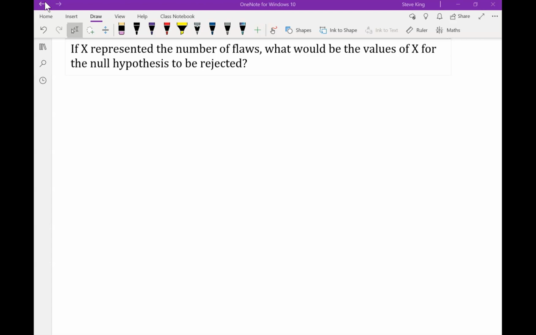Right, if x represents the number of flaws, what would be the value of x for the null hypothesis to be rejected? So in other words, we want to figure out where our critical values are. So remember, we've got our normal distribution. We said that our mean in the middle was at 21. We said our standard deviation was the square root of 21.